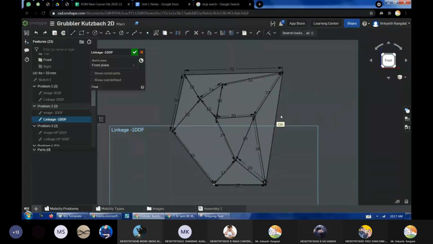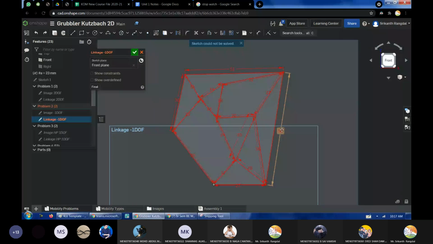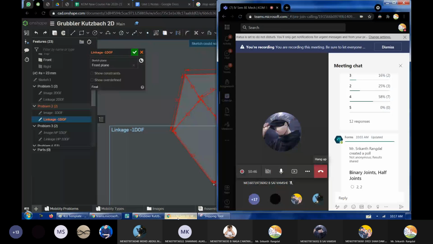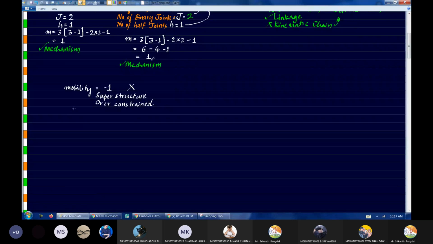So what happens when we give this extra dimension? These two dimensions will fight with each other. This dimension will try to reduce the link according to this length, whereas this dimension will try to pull or push this point based on this dimension. Because of this fight between the dimensions, there will be some inbuilt stress.